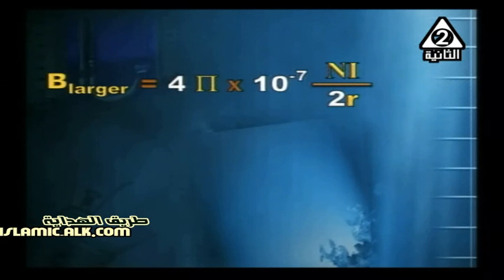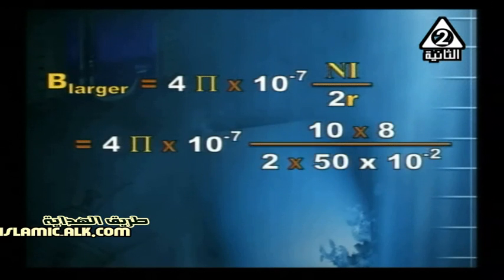We need to calculate the magnetic flux density at the center of the large coil. It is permeability, which is 4 pi times 10 power negative 7, times Ni over 2R. So 4 pi times 10 power negative 7, number of turns is 10, current 8, and radius is 50, so 2 times 50 times 10 power negative 2. This is the field density at its center. It is equal to 10 to the power of negative 4 Tesla.